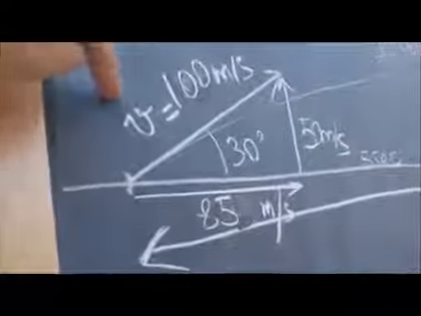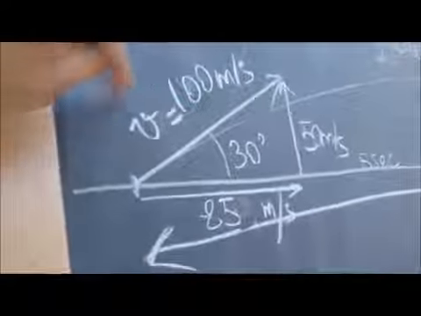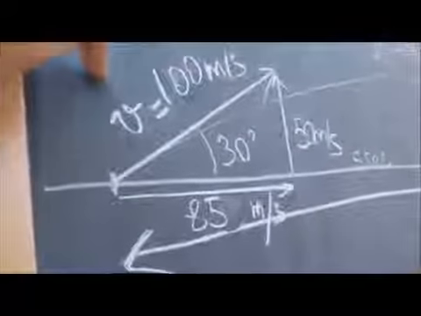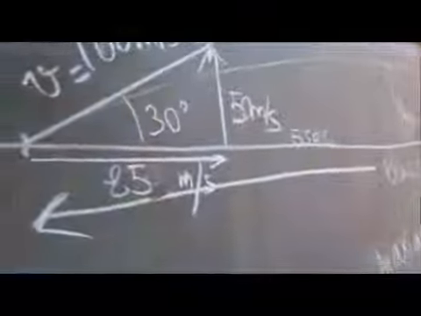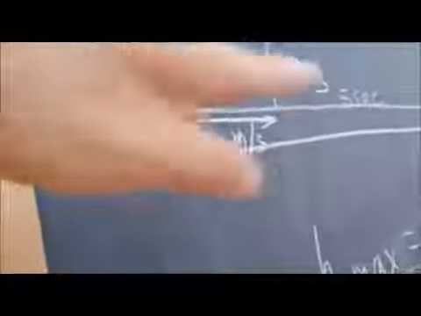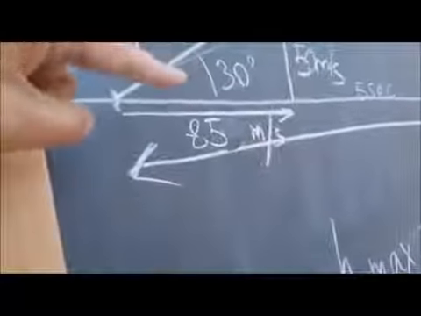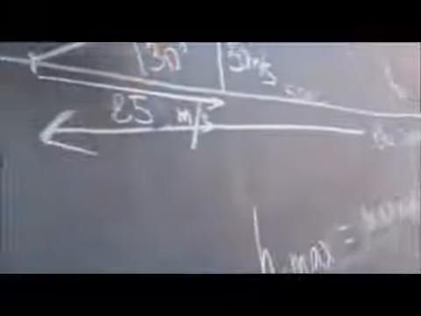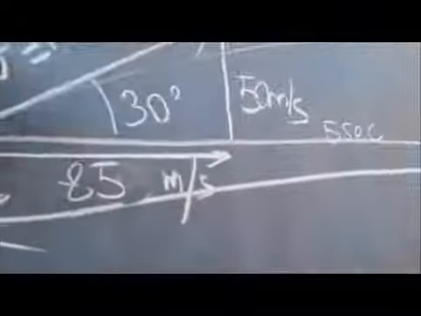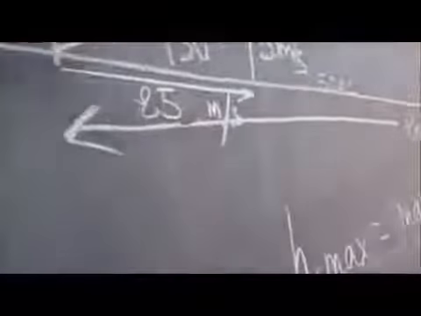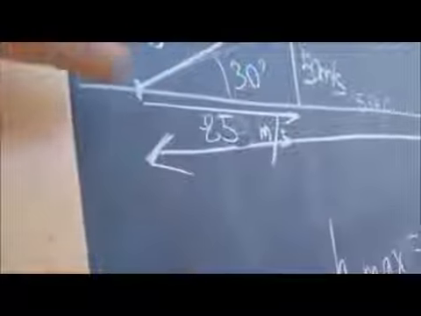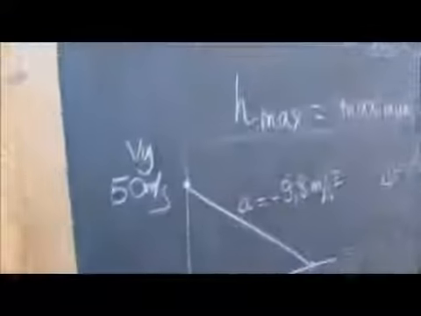Let's suppose that the initial velocity is a vector whose intensity is 100 meters per second, and the angle with respect to the ground is 30 degrees. The two components, the vertical component is going to be 50 meters per second, and the horizontal component is going to be 85 meters per second.